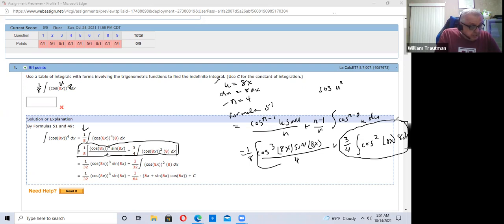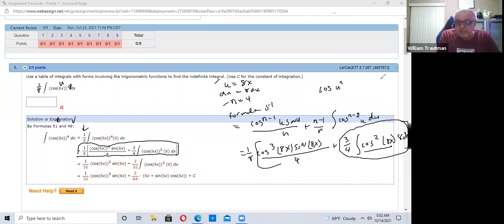And if you look, by the way, they give you a clue here. These clues are nice, but don't rely on those clues too much. I want you to look them up first and see if you can find it, and then look at it. So if you look at formula 49, 49 is cosine squared u du. And so cosine squared u du.